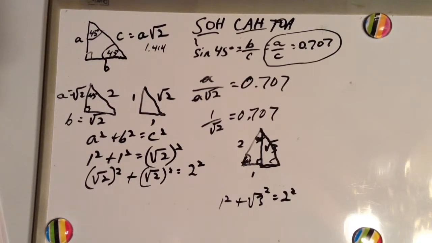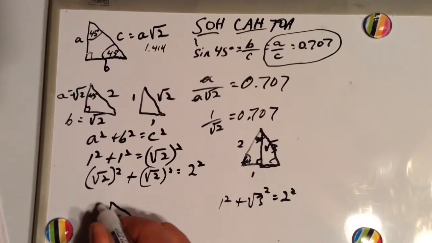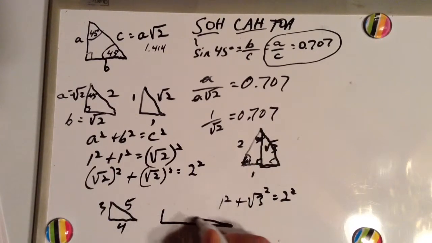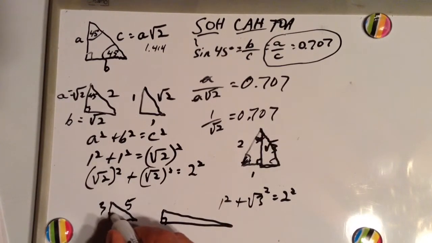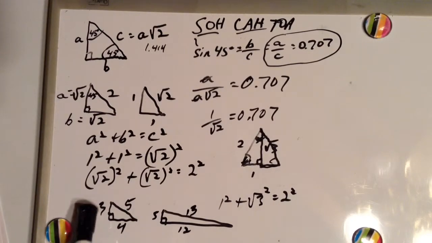Okay, some other famous right triangles are the 3, 4, 5 and the 5, 12, 13 right triangles. If you use Pythagoras' theorem on them, you'll see that 3 squared, which is 9, plus 4 squared, which is 16, equals 5 squared, which is 25. And this one checks out too. 5 squared is 25, plus 12 squared, which is 144, equals 13 squared, which is 169.